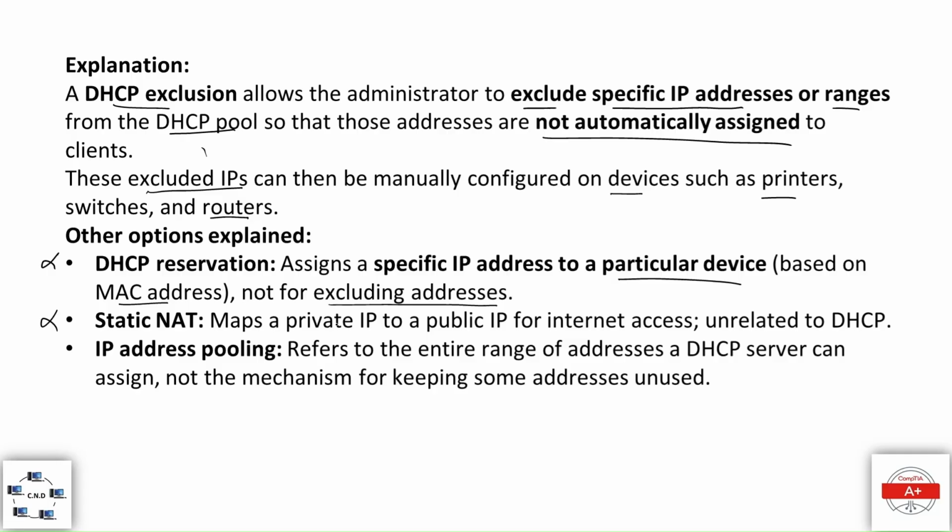Static NAT maps a private IP address to a public IP address for internet access, and it is unrelated to DHCP. While IP address pooling refers to the entire range of addresses a DHCP server can assign, not the mechanism for keeping some addresses unused.